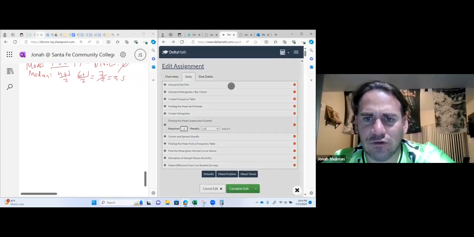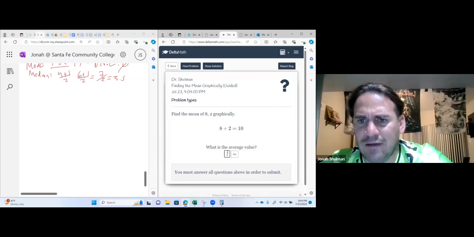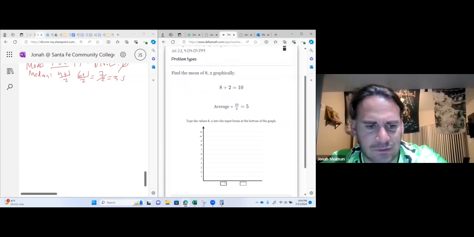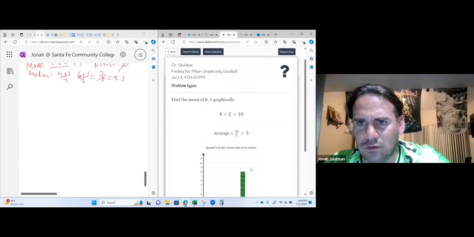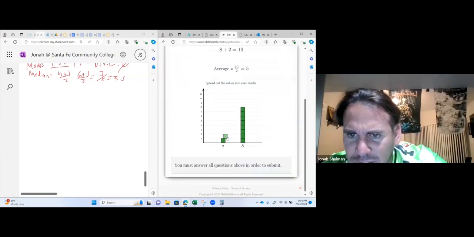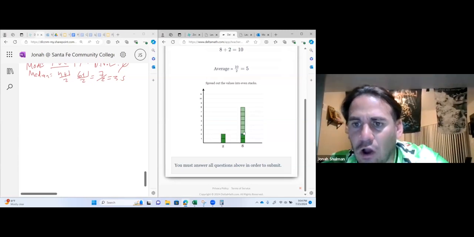All right, let's find the mean graphically. Let's see what we got. Find the mean graphically. What is the sum of these two numbers? It is 10. What is the average value? I don't know, 5. Type the points. All right, so here's 2. Here's 8. That's cool. What else do we have to do? Spread out the values into even stacks. What? Oh, okay.